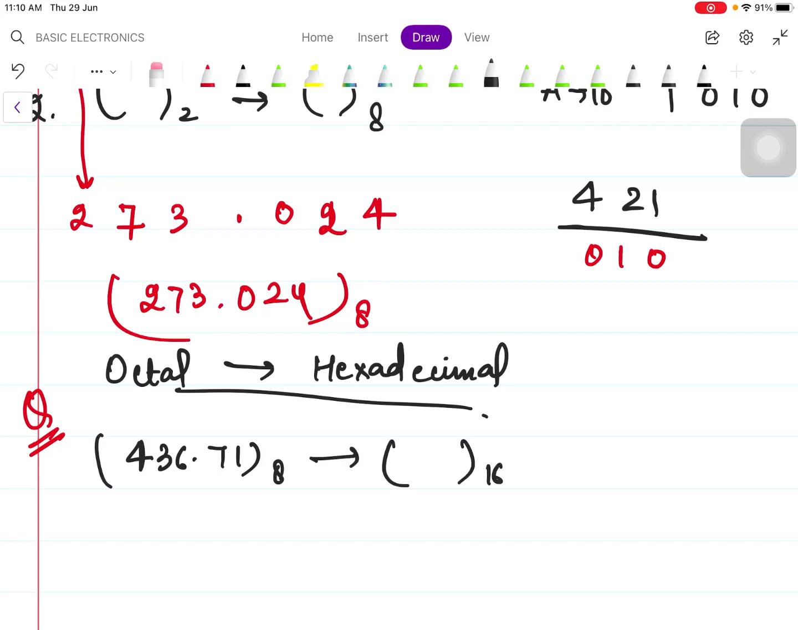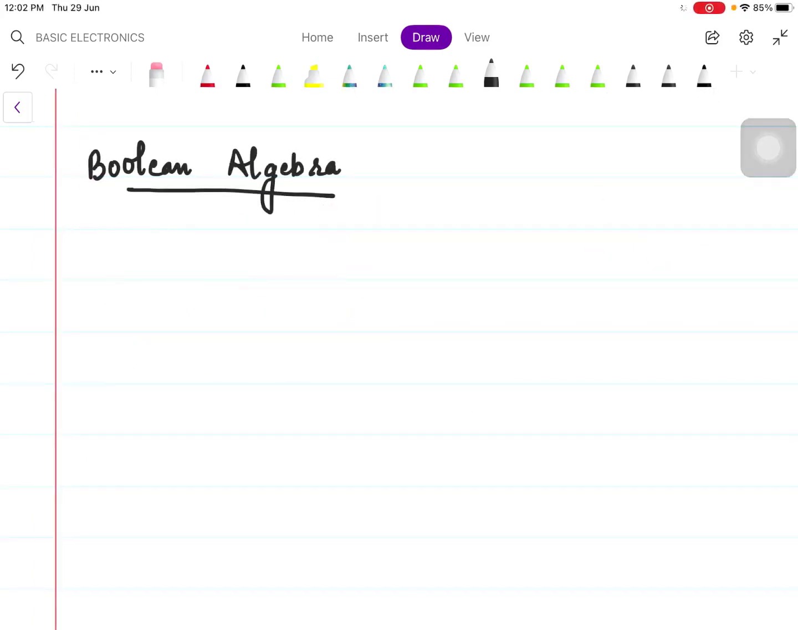So that was the number system. Now let us understand Boolean algebra. In Boolean algebra, first of all, we will be understanding some of the laws, and using those laws, we will be solving or minimizing the Boolean expressions. So let us understand the laws.